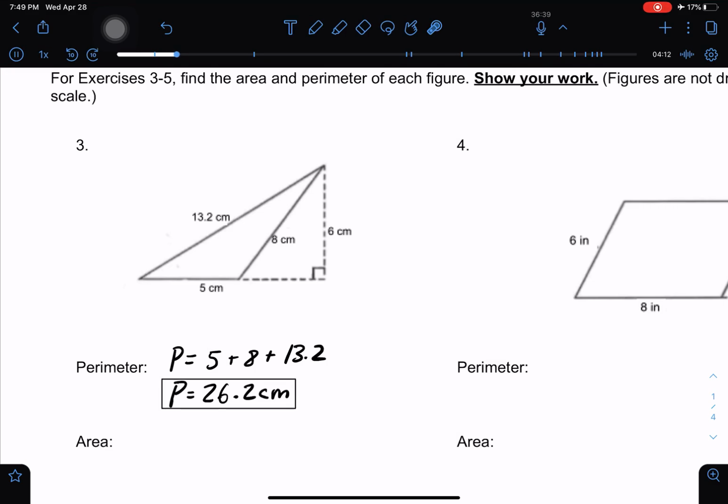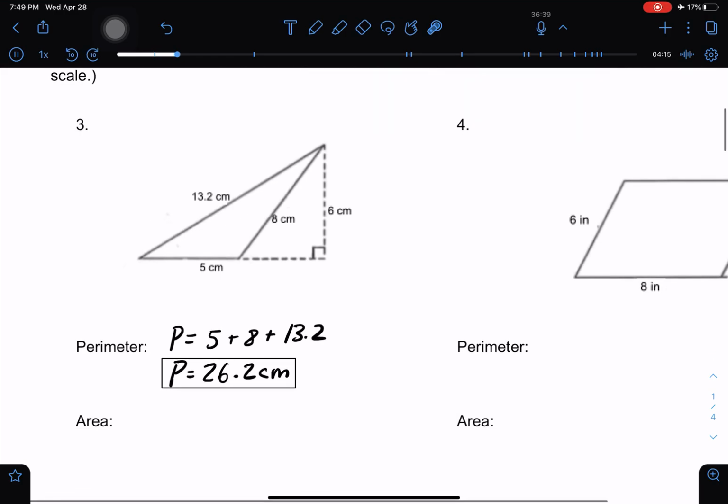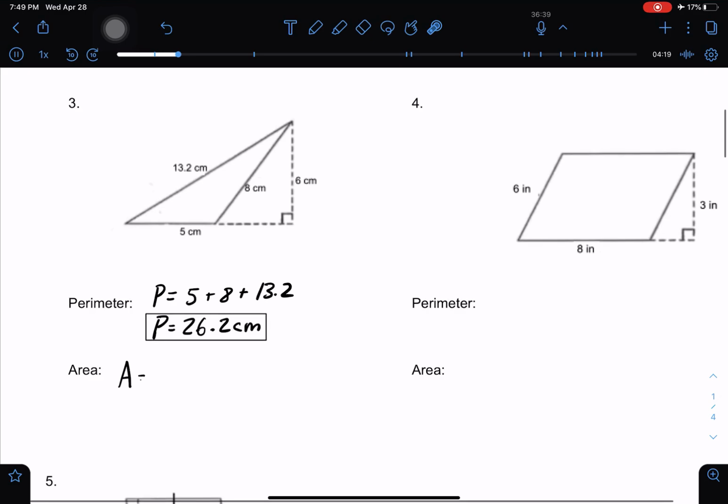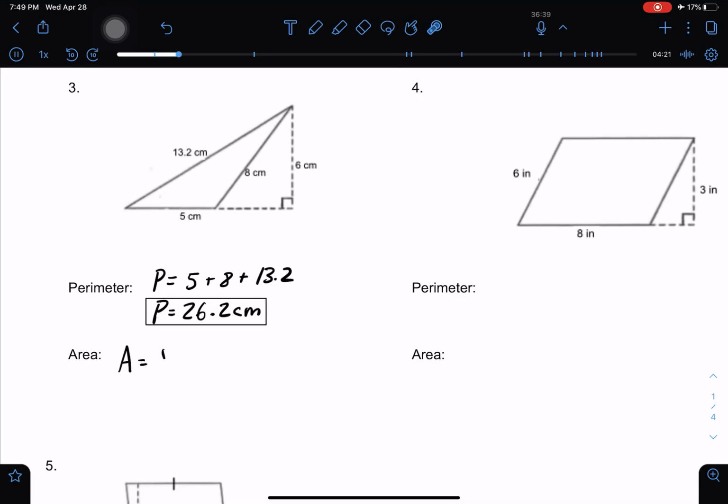Okay, moving on to the area of the shape. This is where I have to think back to the formulas that we've used, and I know that area equals half base times height for the area of triangles. So I can go ahead and now plug in half. I know my base is 5 centimeters because that is the bottom of the triangle.